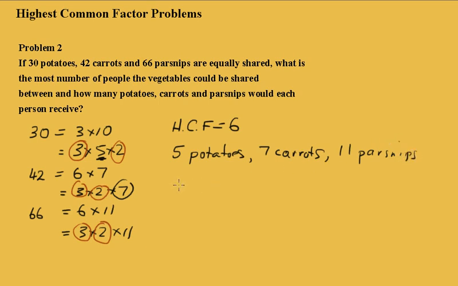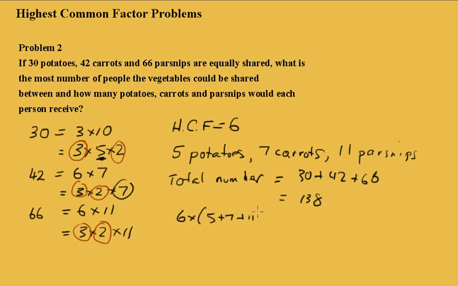Justifying this, the total number of vegetables will be equal to 30 plus 42 plus 66, which is 138 in total. Now there were 6 people, right, so that's 6 times the total number they each got, which is 5 plus 7 plus 11, which is 6 times 23, which again gives you the 138.